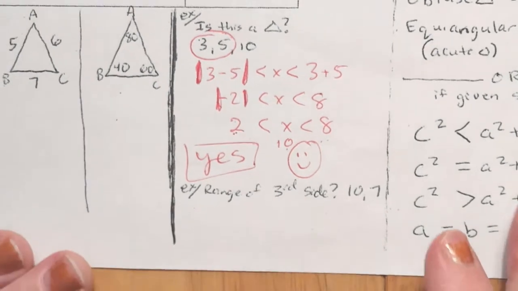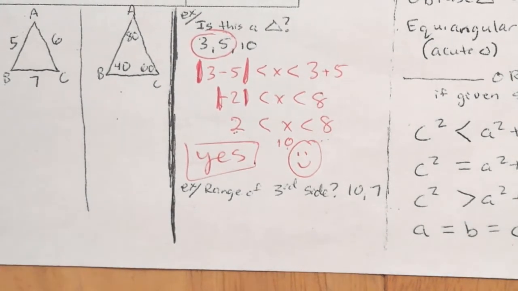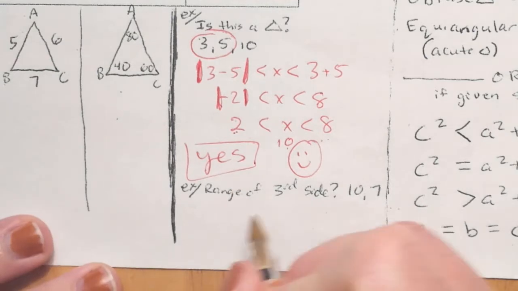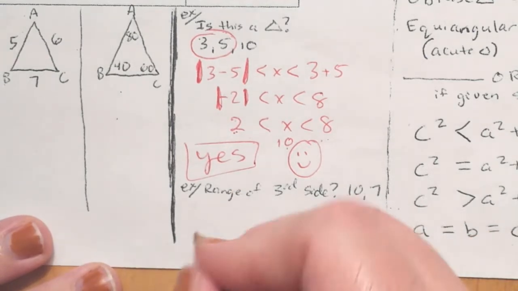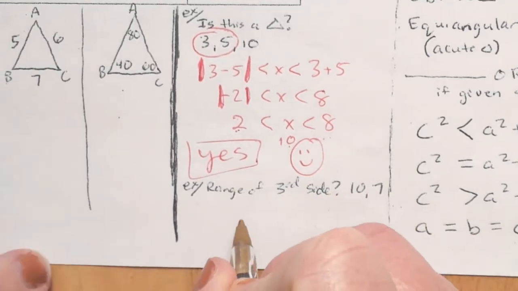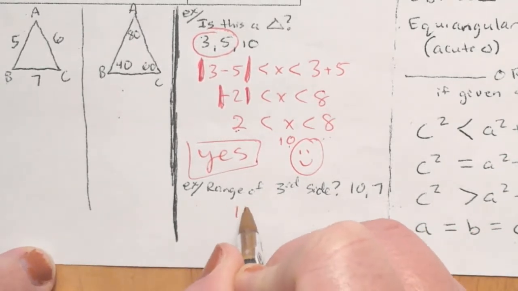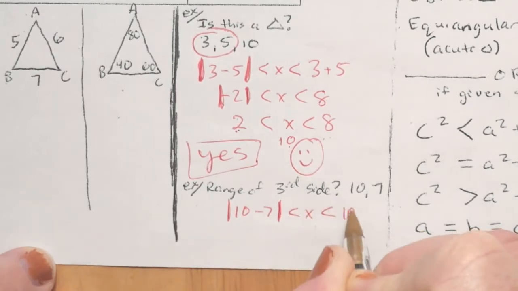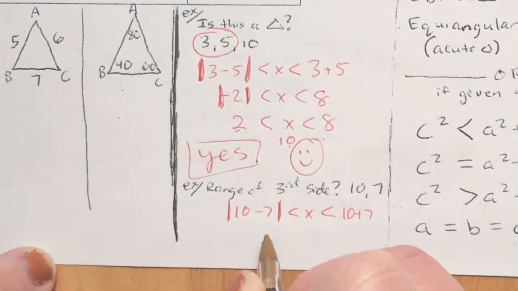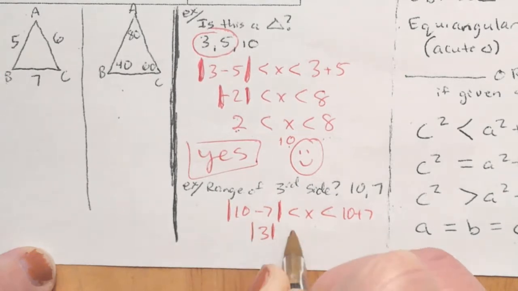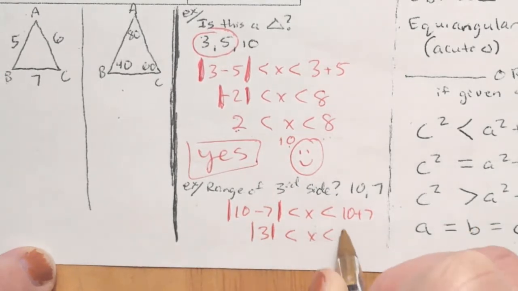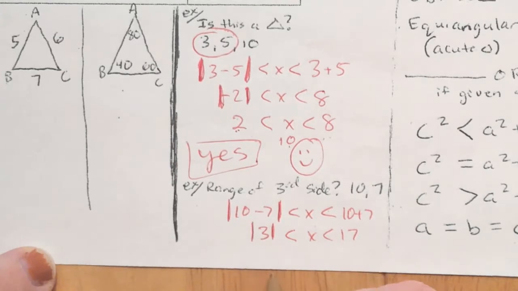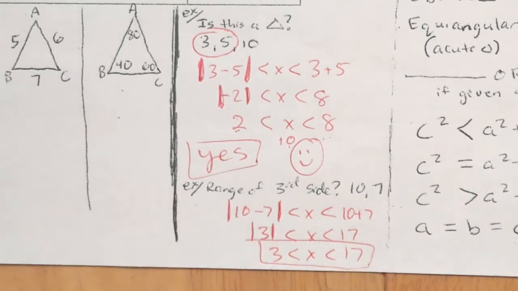You just have to be mindful of that. Okay, and then this one, what if they're just asking you for the range? So 10 and 7 or 7 and 10, it doesn't matter which order you do it. So if you subtract the two numbers, 10 minus 7, absolute value, is less than x, which is less than 10 plus 7. 10 minus 7 is a 3, which is less than 17. So the absolute value of 3 is still 3, is less than x, which is less than 17. So that right there is your range.